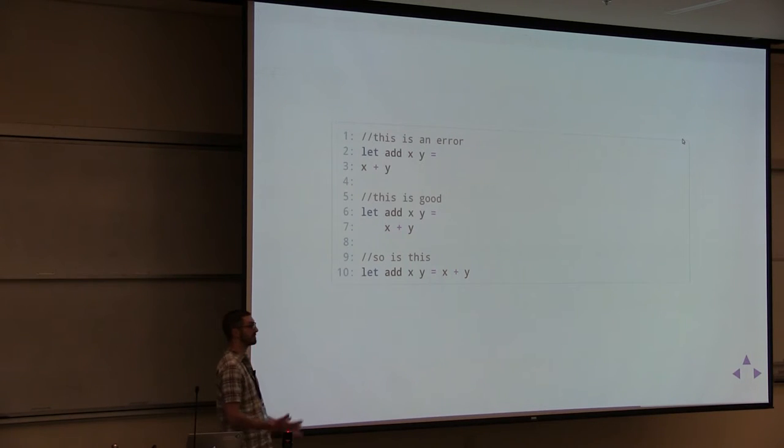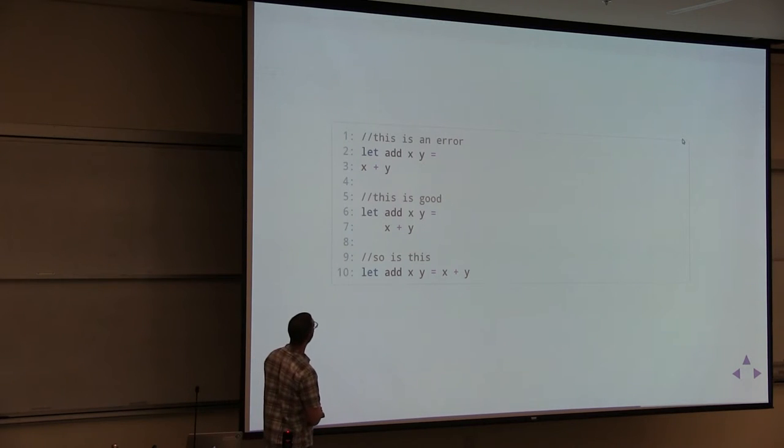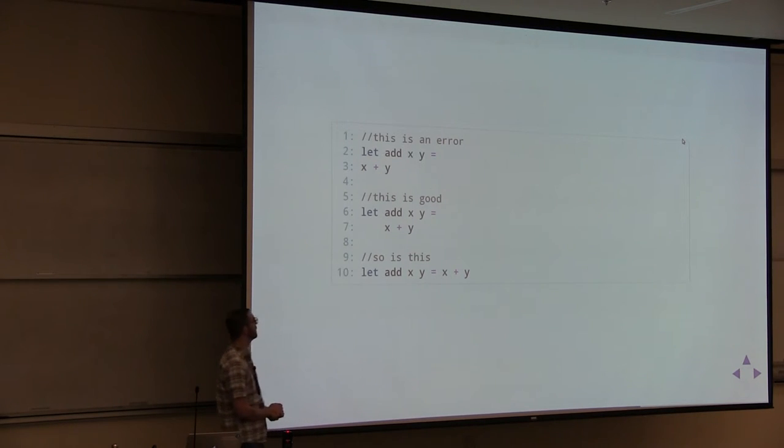It is white space sensitive, so the top line, that is an error, because it's going to tell you that you haven't finished the let binding in line 2. But as you see, 6 and 7 is good, and 9 and 10, that's also good. So it's white space sensitive. You have to have spaces. Most of the editors, if you use any of the F-sharp plugins, will substitute your tabs for spaces.